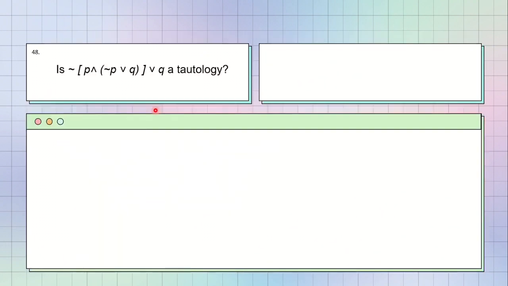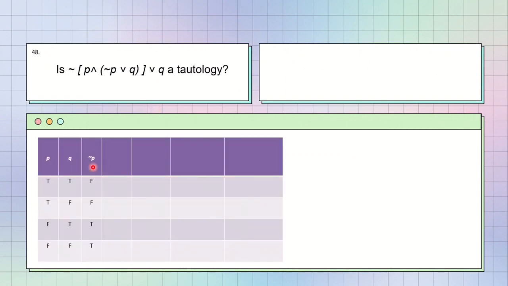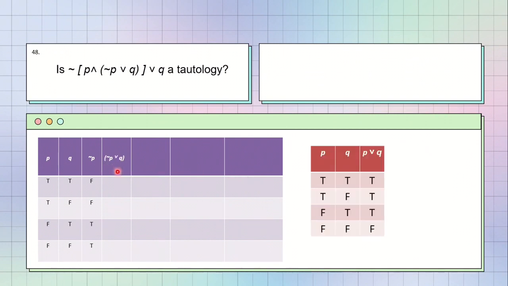And now we have our last example: is the negation of P, open bracket, and not P or Q, close bracket, or Q a tautology? So as what we always do, we will use a truth table, and there you can see the two values P and Q. For the next, we will get the negation of P, which is here. We already got the negation of P. Then we will get the value of these, and again we will use the truth table for disjunction. So here are the values: true, false, true, and true.